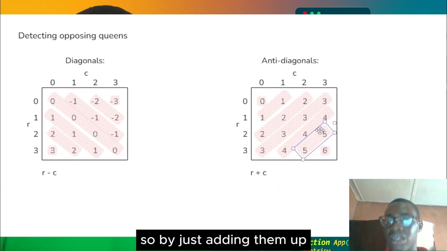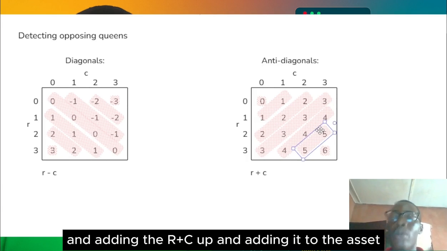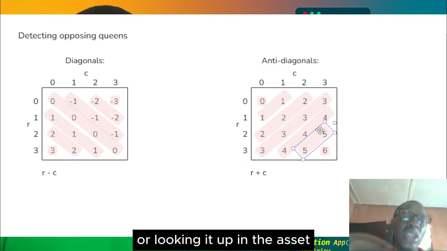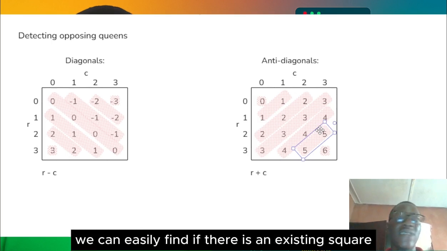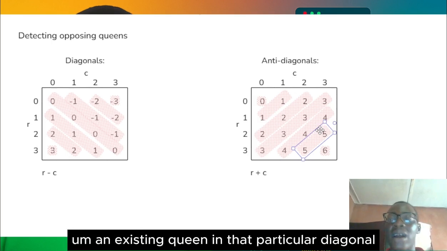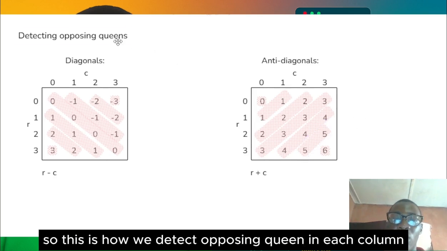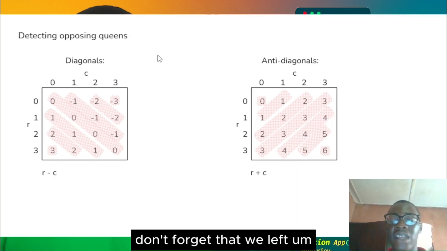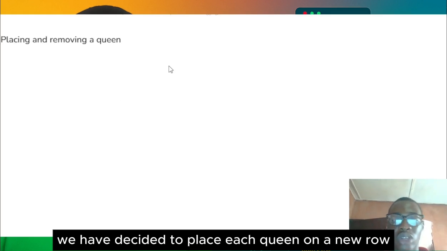So by just adding the r plus c up and looking it up in the anti-diagonal set, we can easily find if there is an existing queen in that particular anti-diagonal, and if there is, we cannot place the queen there. So this is how we detect an opposing queen in each column, diagonal and anti-diagonal. Don't forget that we left out rows because we have decided to place each queen on a new row.